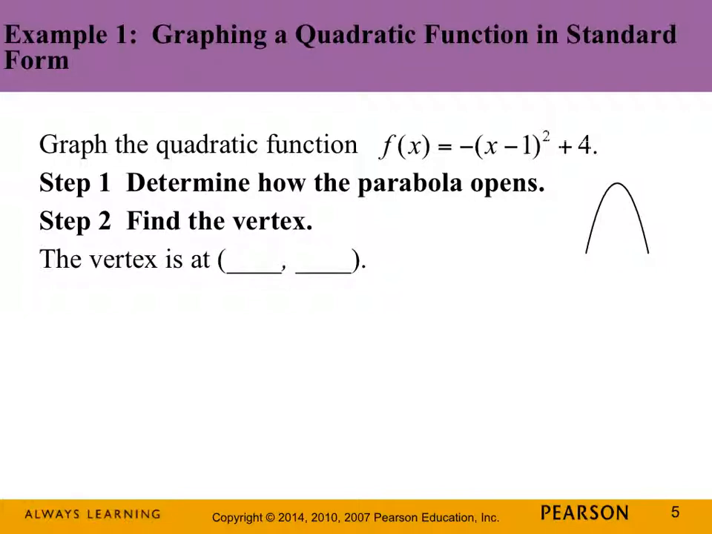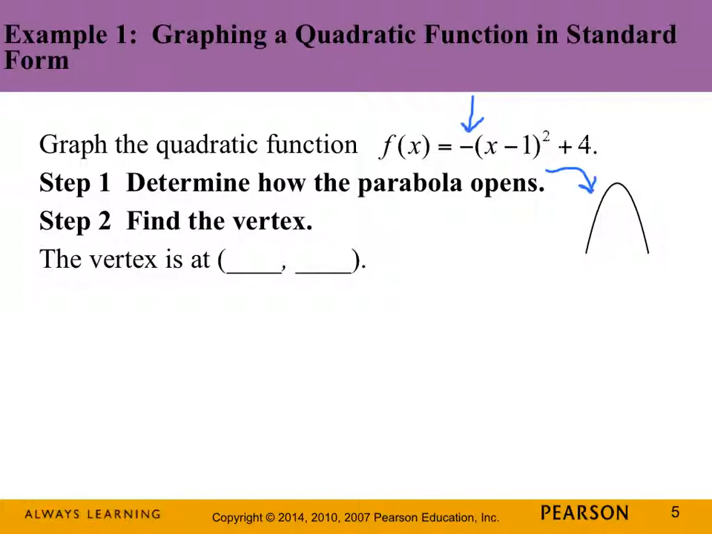Step 1, determining how the parabola opens. We look at a. A here is an understood -1. -1 is less than 0. So if a is less than 0, the parabola opens downward.